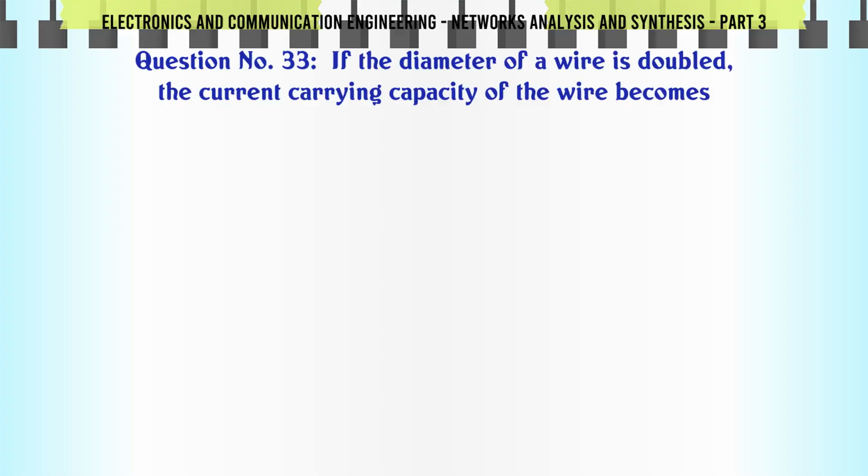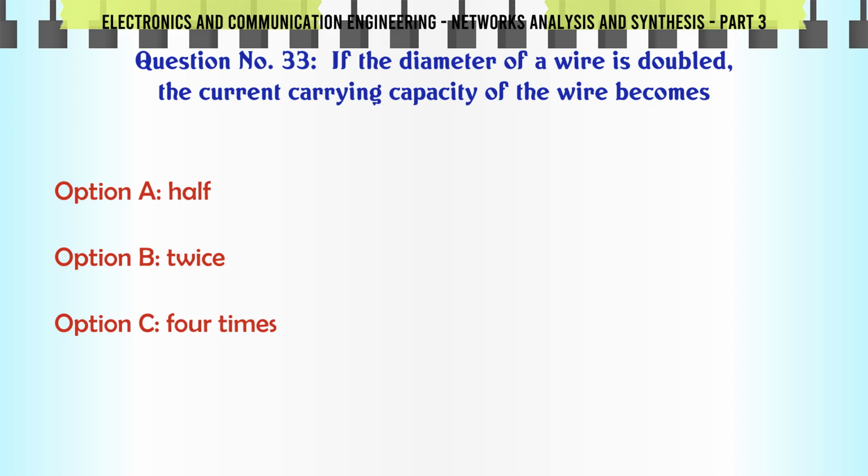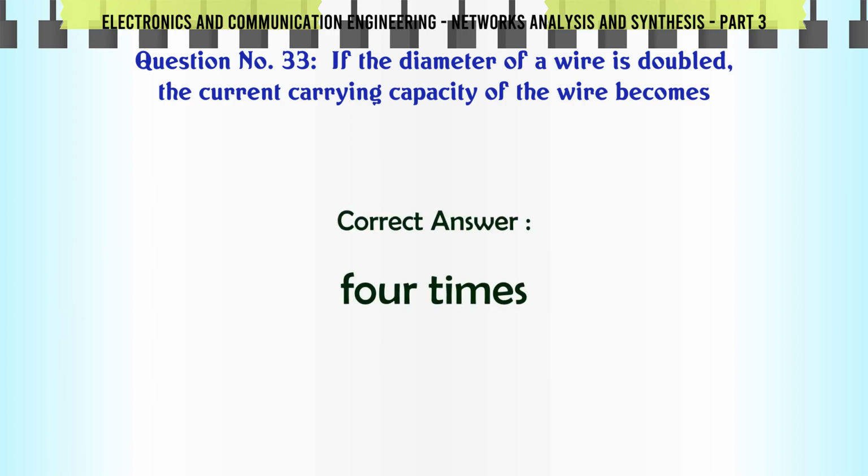If the diameter of a wire is doubled, the current carrying capacity of the wire becomes: A half, B twice, C 4 times, D 1/4. The correct answer is 4 times.